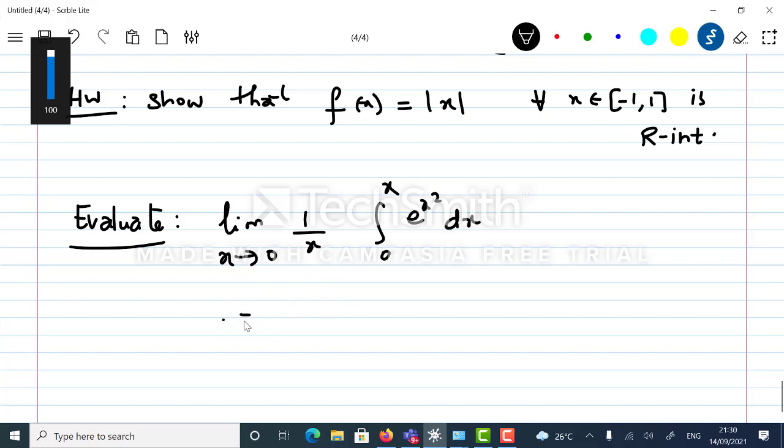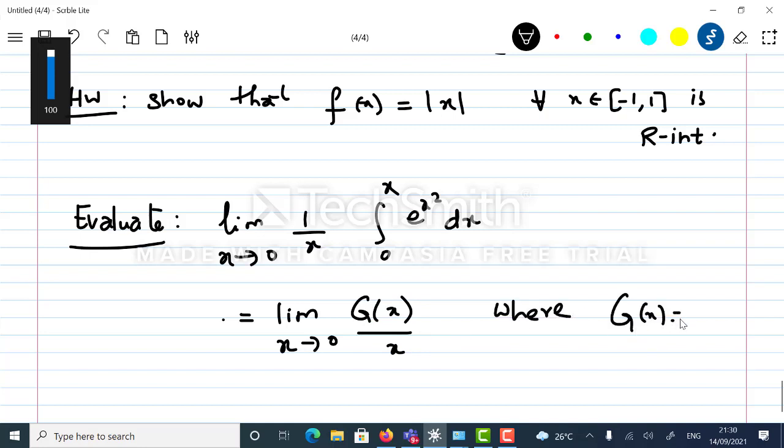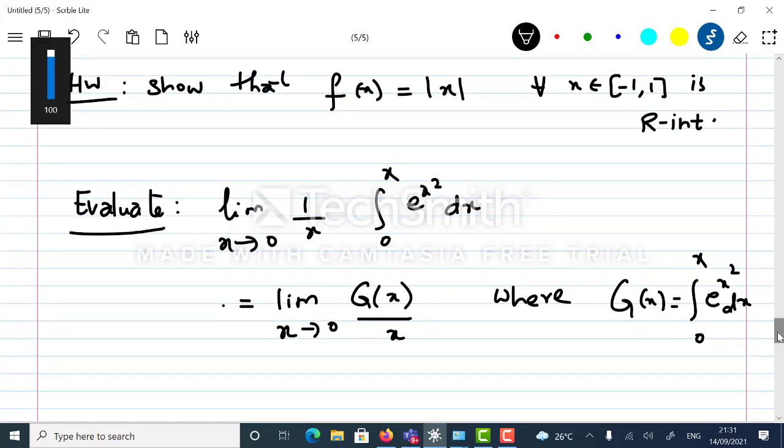So this is equivalent to saying that limit as x goes to 0, instead of capital F of x, let me use capital G of x upon x. Where what is capital G of x? The capital G of x is integral 0 to x e raised to x square dx.